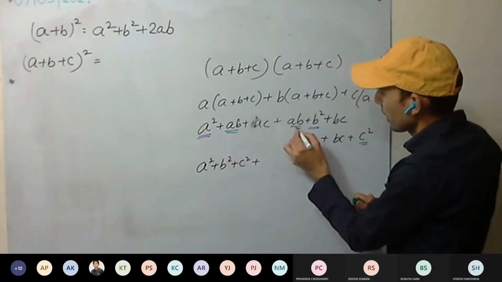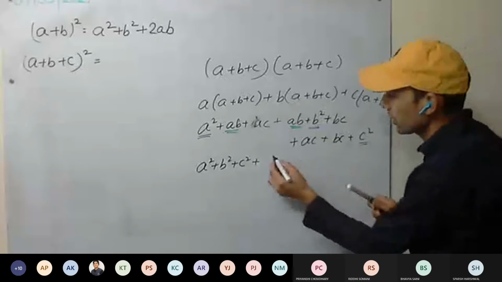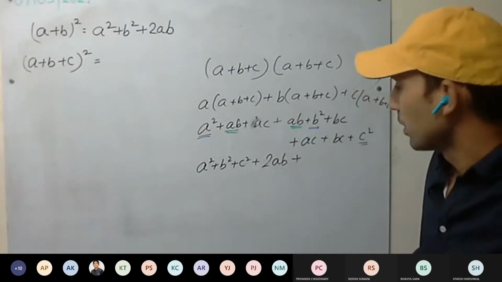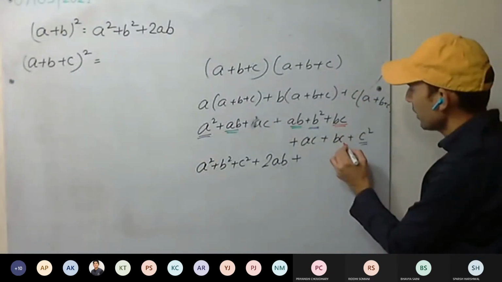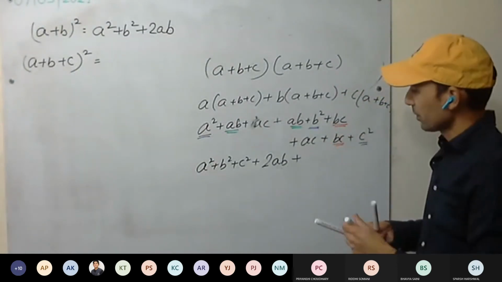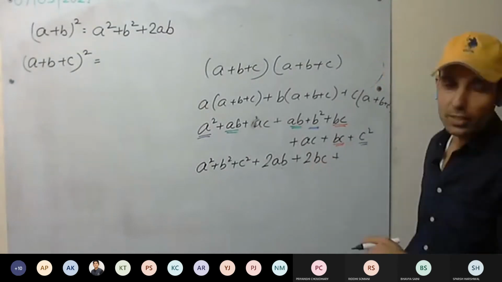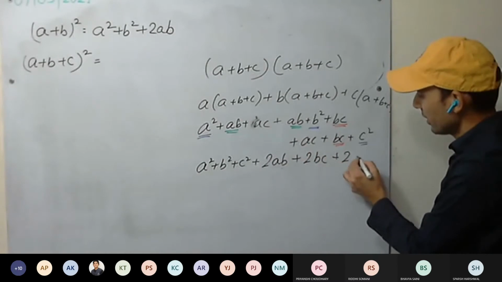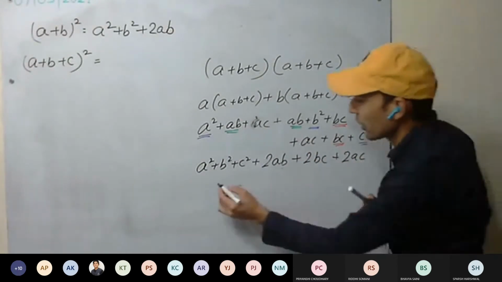AB. So it will be how much? 2AB plus BC, 2BC. Now I don't have the color, so let it be colorless. AC plus AC, 2AC.